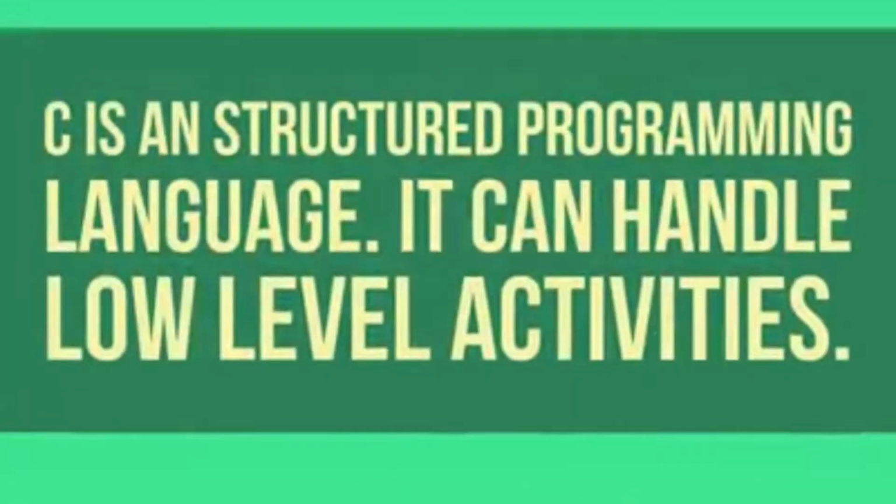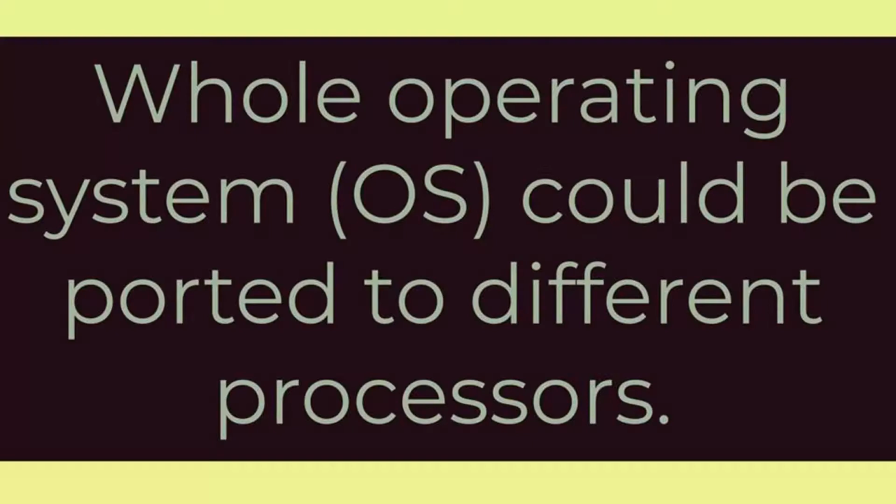Originally, C was meant to be a programming language to build operating systems with. It was used to create Unix in a way that the whole operating system, OS, could be ported to different processors without too many changes in the code itself.